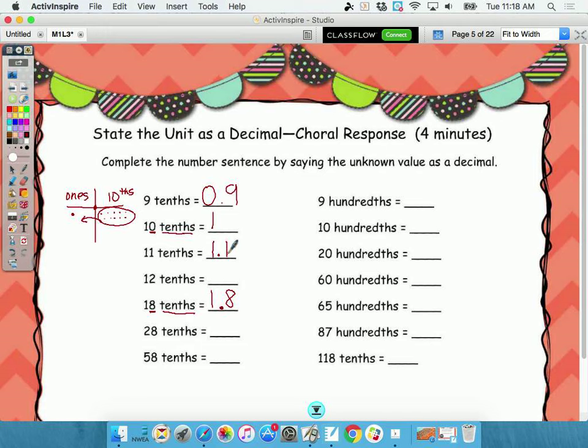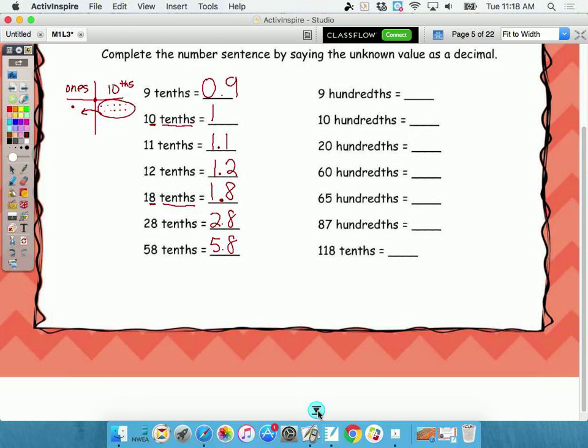1.1. Awesome. 12/10? 1.2. We already did this one, didn't we? What about 28/10? 2.8. And 58/10? 5.8. Okay, I'm going to give you a challenge question before we go on. Are you ready? Okay. I want you to tell me how to write this number in standard form.